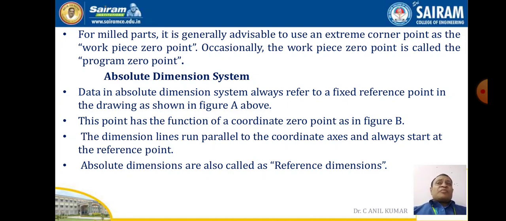The next part we have to learn is with respect to two things. One is the absolute dimensioning, the other is the incremental dimensioning. The absolute dimensioning system always refers to a fixed reference point in the drawing. This point has the function of a coordinate 0 point. The dimension line runs parallel to the coordinate axis and always starts at the reference point. The absolute dimension is also called the reference dimension point.